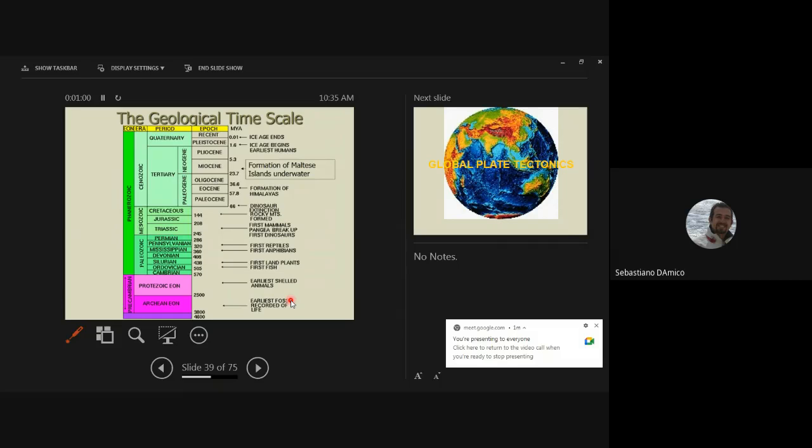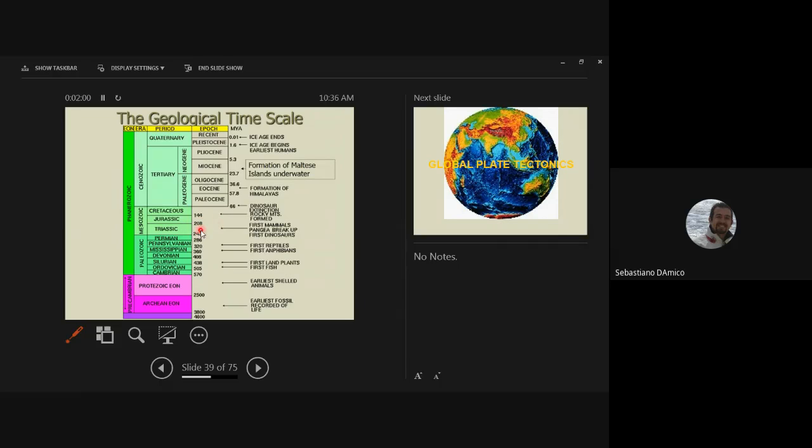As you can see in here, we do have some of the milestones that we saw. Around 3,800 million years ago, we have the earliest fossil recorded, okay? And the first land plants or the first fish, so a more complex form of life, happened around 500 million years ago. So in terms of number of years, we are, let's say, around 3,500 million years. The first mammals on Earth appeared around 250 million years ago.